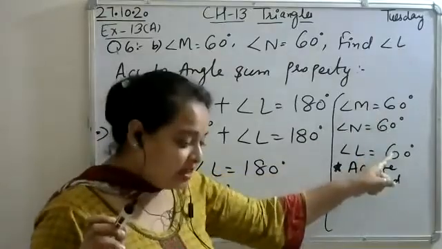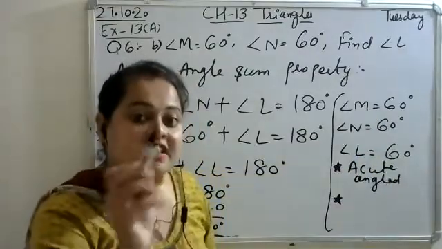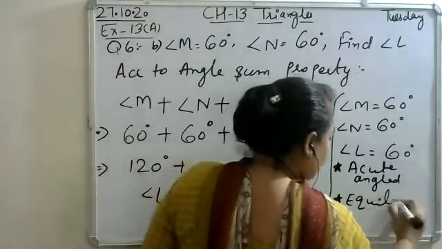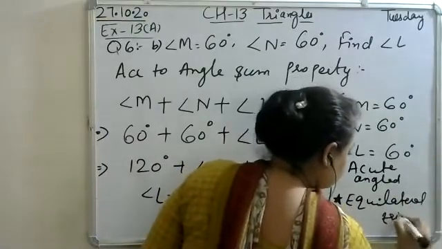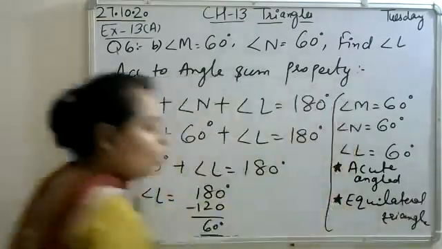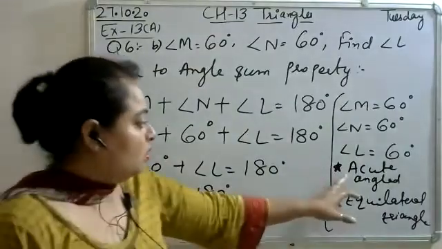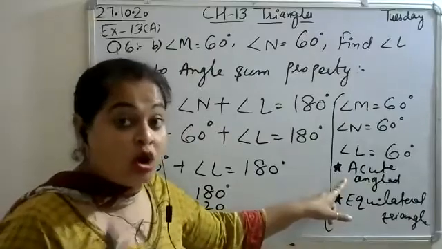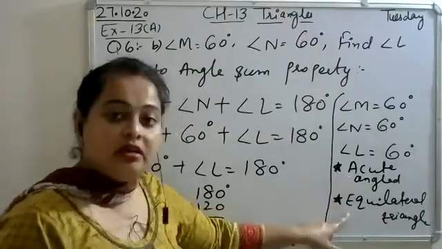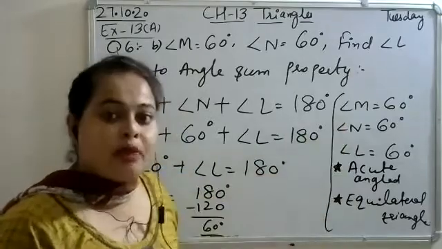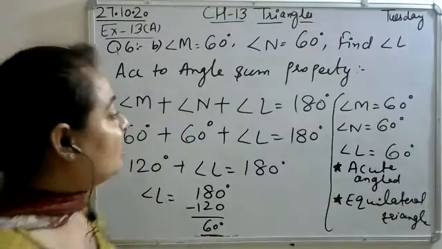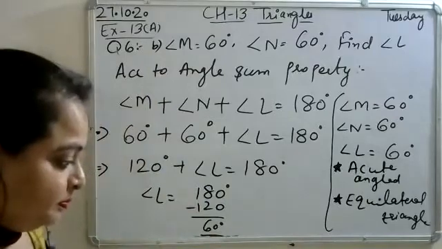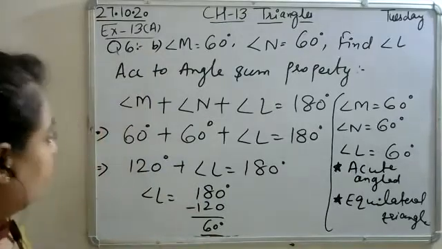All the angles are equal. It means all the sides are equal. So equilateral. Equilateral triangle. So assign any name, both are correct. Either write acute angled or equilateral, because this is the property: if three angles are equal, it means three sides are equal. Note down.